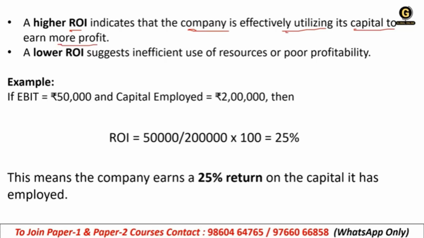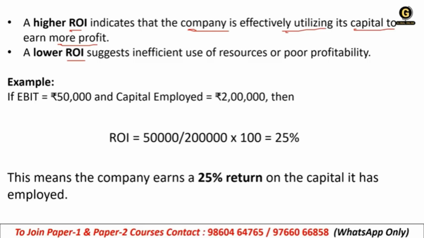If the return on investment is higher in a company, that means the company is using its assets to generate more profit. If the ROI is lower, that means the company is not efficiently using those assets to generate profit. Clear? Efficient use of resources, or poor profitability we call it, that is inefficient use of resources.